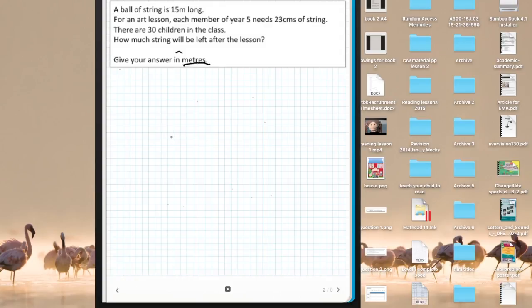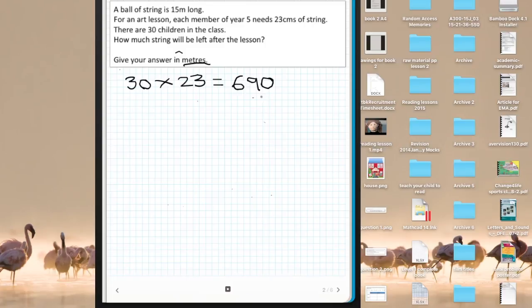Before I begin, I want to work out how much string has been used. So there are 30 children in the class and they're going to use 23 centimetres each. So that's 30 lots of 23 centimetres. So let's work that out. It's the same as timesing by 3 and then adding a 0, isn't it? So 3 times 23 is 69. And then we add a 0 because it's not 3 times, it's 30 times. So 690 centimetres have been used.